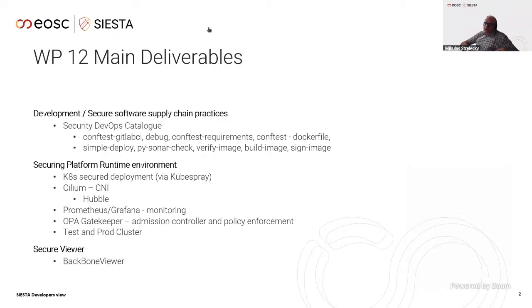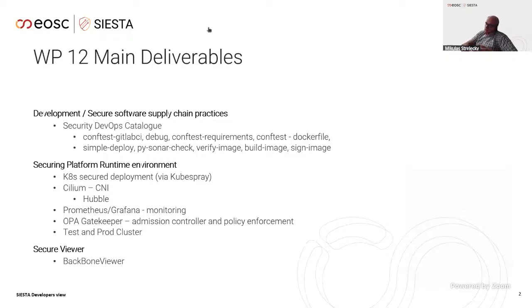If we divide security hardening into three parts, we see that there is this security DevOps catalog available with different components, which I will touch on briefly shortly. Then there is the platform runtime environment, which secures the platform overall via Kubespray, which you have seen from Andres, and contributes some tooling or policies through Cilium, the cloud-native networking interface, which is now part of the overall Siesta platform deployment.